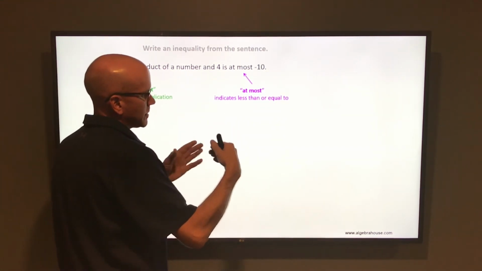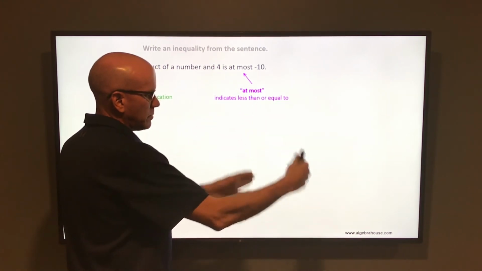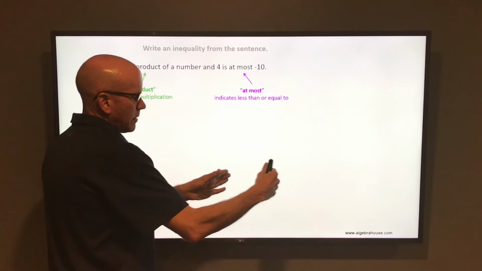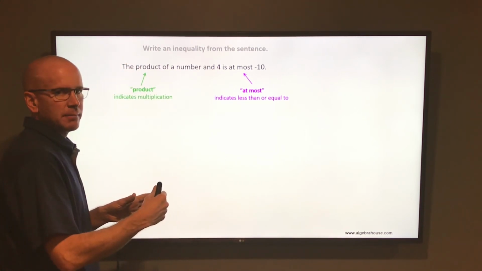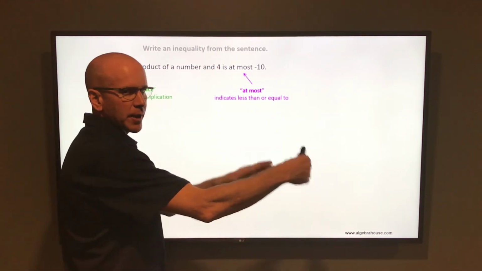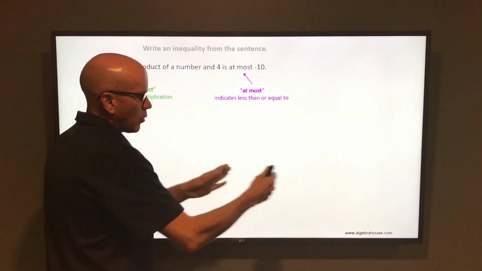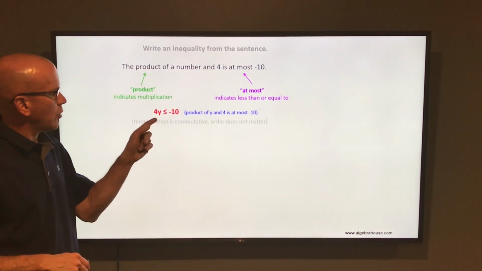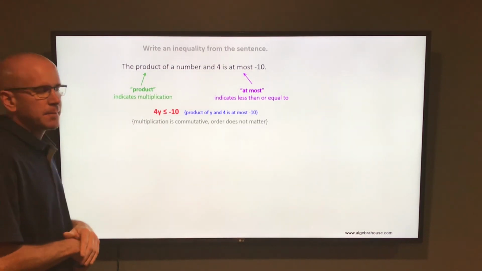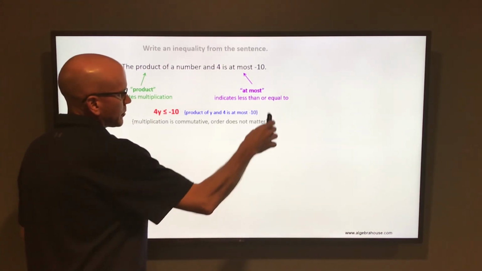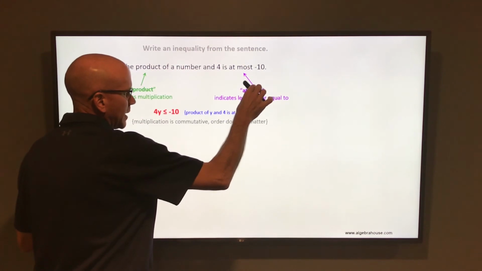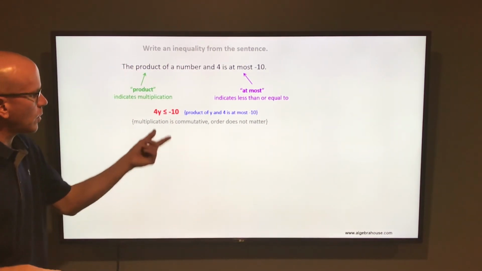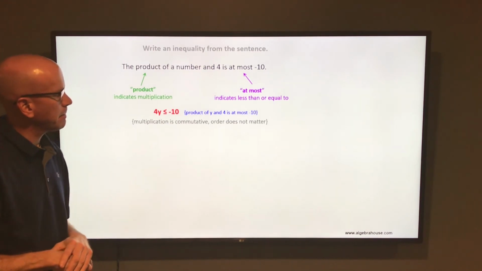So if it's at most negative 10, that means it could be negative 10, but it could also be anything less than negative 10. So it's not more than negative 10. It's negative 10 or anything less than that. So the product of a number and 4, in this case 4y, is less than or equal to negative 10. In other words, 4y is less than or equal to negative 10.